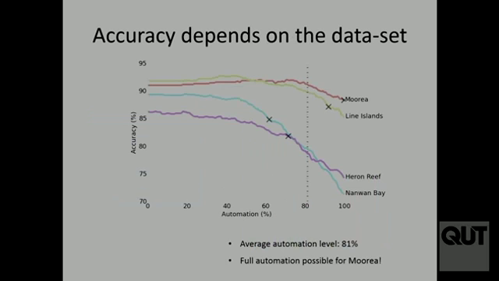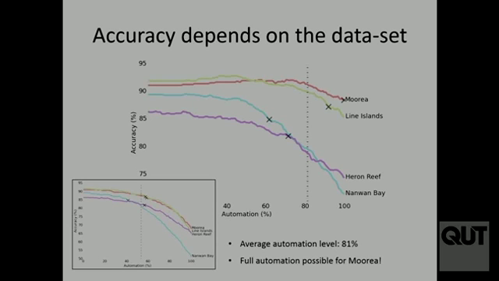And the accuracy, of course, depends on the data set. So for these data sets, I didn't give you all the background on these data sets, but Moorea and Line Island are just higher quality survey images, better lighting. So on average, you get an automation level of 80%, and I've included the old system here just for reference. And it looks like for the Moorea data set, you can actually run this fully automatic within the acceptable margin of error, which is really cool.